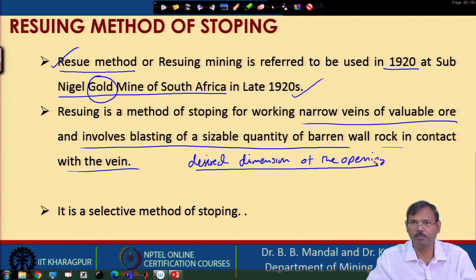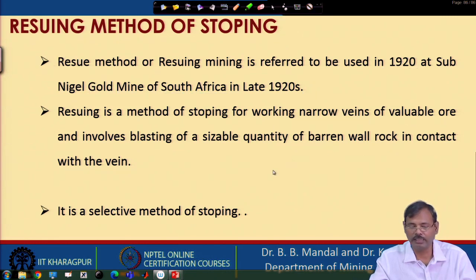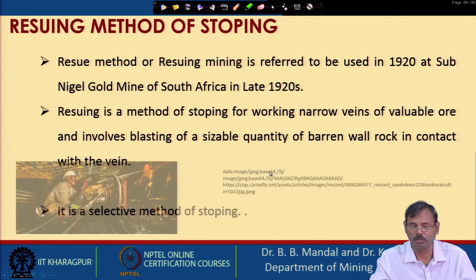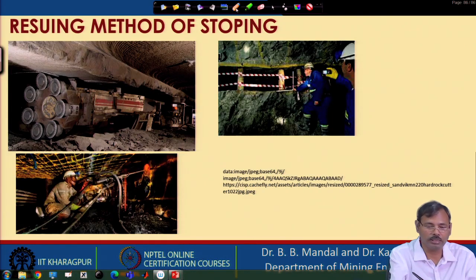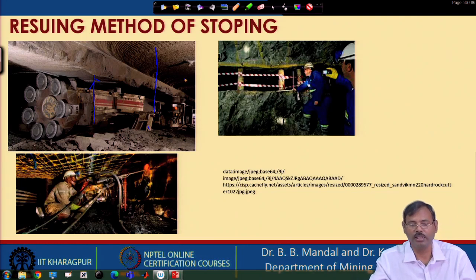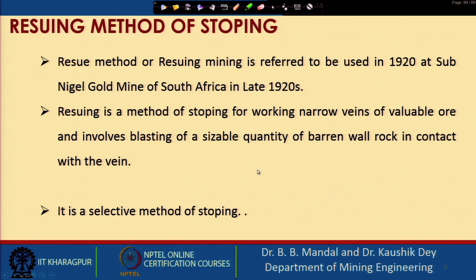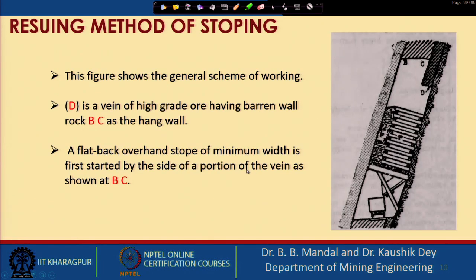So, this dimension of the opening, to achieve that, this additional excavation is carried out. Now, you can see in this picture the vein is up to this, but this additional excavation is carried out to have the desired space in the underground working. So, for a narrow vein deposit with valuable ores, the resuing method can be a suitable method.